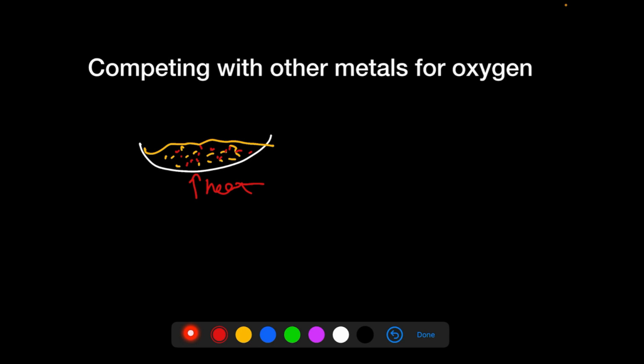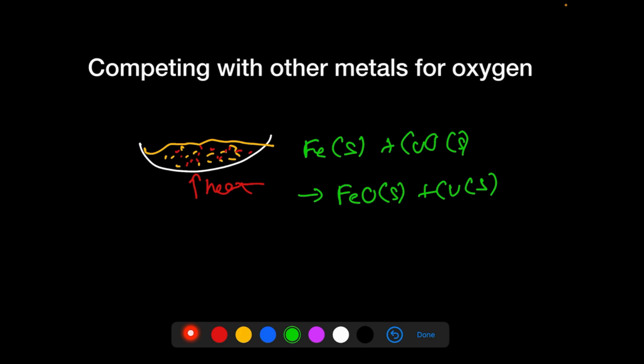So can iron displace copper from copper 2 oxide? Yes, it can, since it is above in the reactivity series. So once the reaction starts, it gives out heat and iron 2 oxide and copper will form. So the reaction goes over here. You can see that copper has once again been displaced from its position by iron.